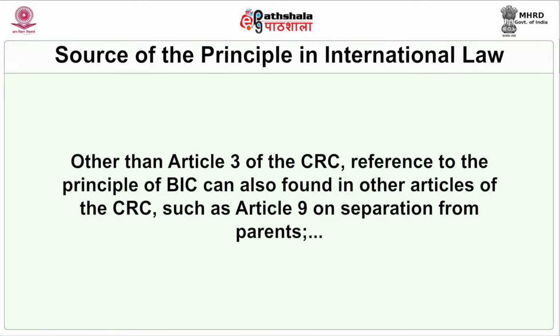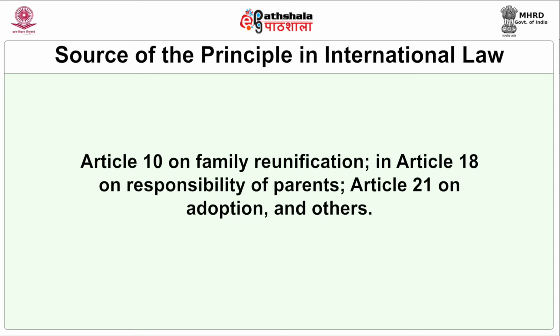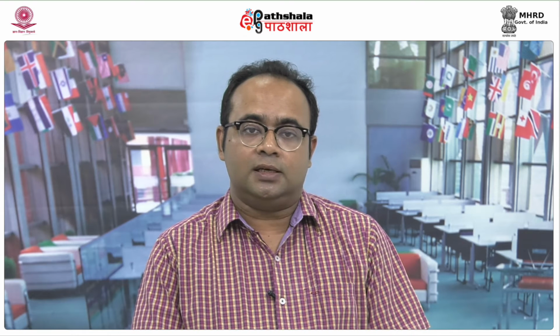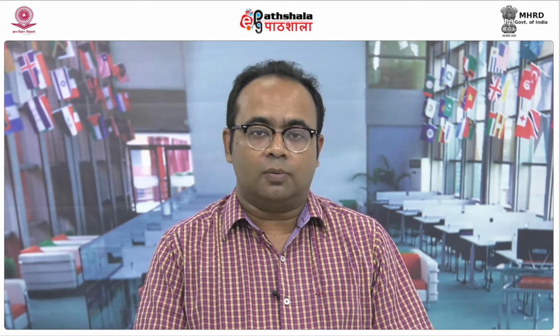Other than Article 3 of the CRC, reference to the principle of BIC can also be found in other articles of the CRC such as Article 9 on separation from parents, Article 10 on family reunification, Article 18 on responsibility of parents, Article 21 on adoption, and others. In addition to the main text of the CRC, the principle of BIC is also referenced in the optional protocol on sale of children, child prostitution and child pornography, and the optional protocol on communications procedures.